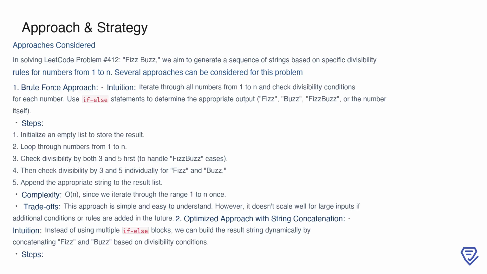Next, there is an optimized approach that uses string concatenation to dynamically build the output for each number. This method avoids multiple if-else blocks, making the solution more concise and adaptable. Let's look at the steps involved in this optimized approach in more detail.